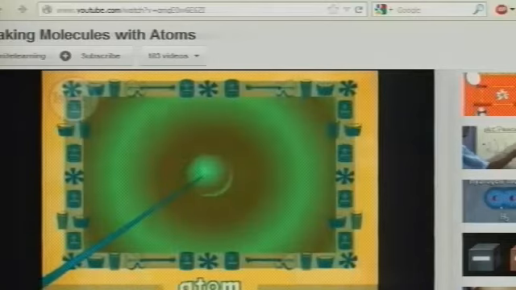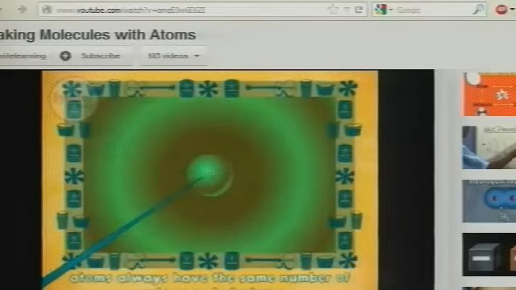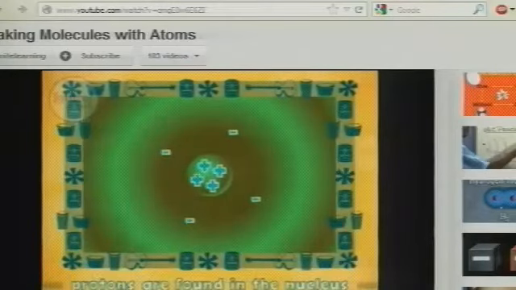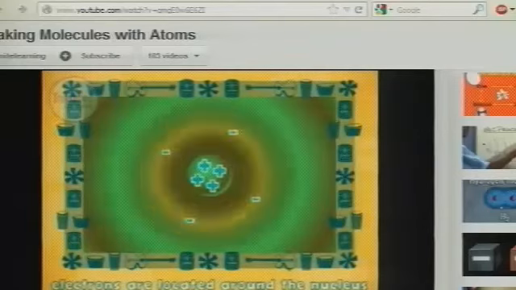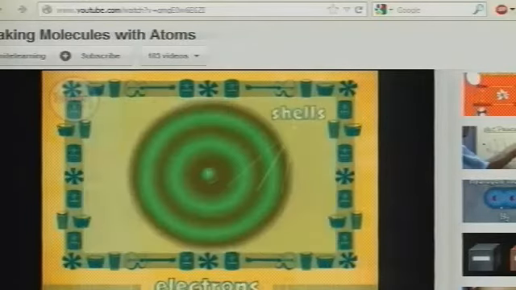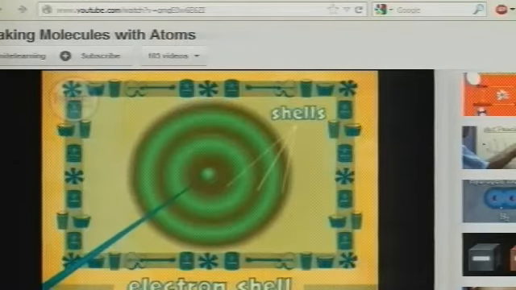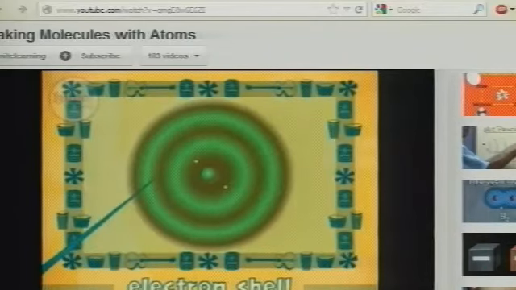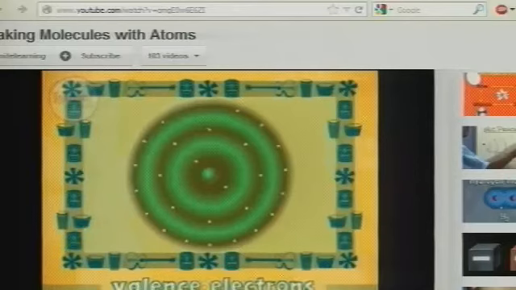In their natural state, an electrically neutral atom has the same number of negatively charged electrons as it has positively charged protons. The protons are found in the nucleus, and the electrons are located around the nucleus. The electrons are distributed in shells. The first shell can hold 2 electrons, the second can hold 8, and the third can hold 18.